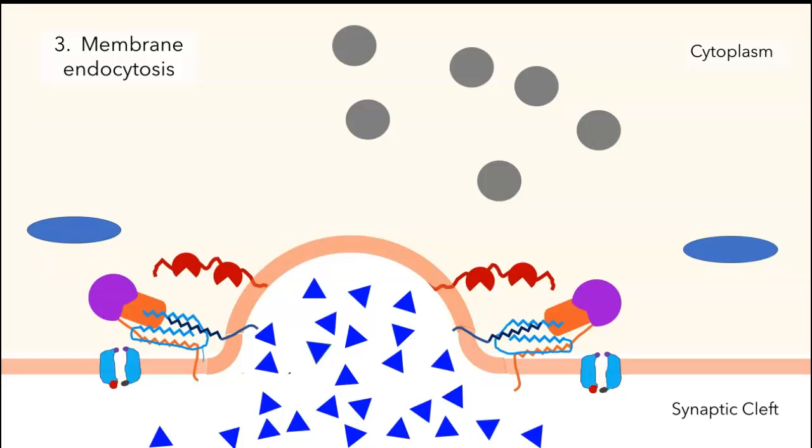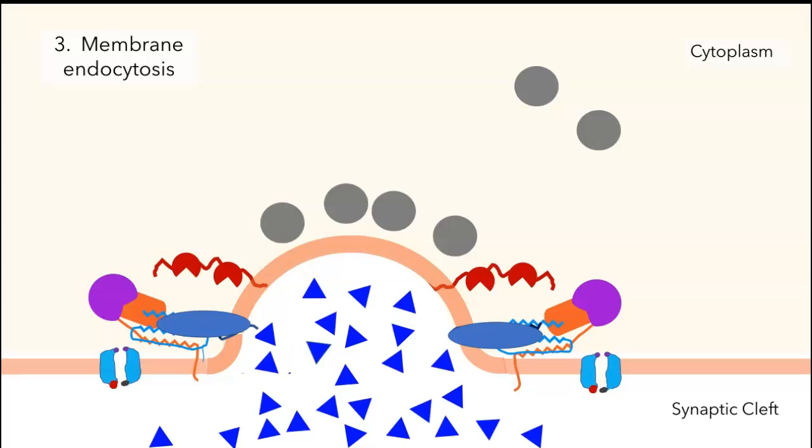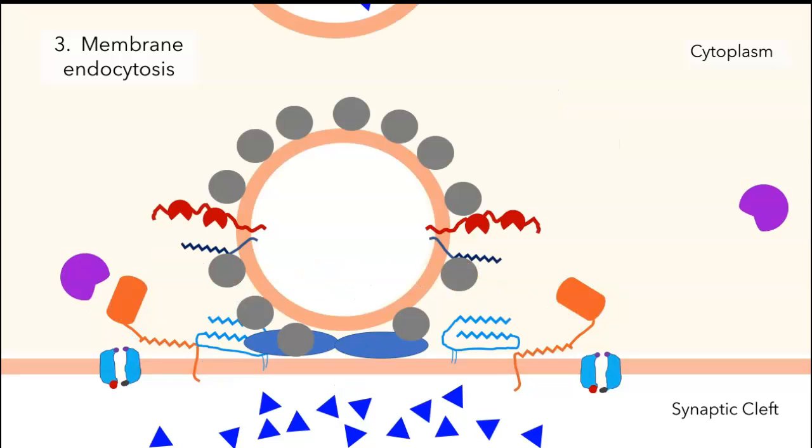Now the transmitter will diffuse across and it can interact with the postsynaptic cell, but in the meantime the presynaptic cell has to recycle this machinery so that it will be able to reload it. It does this with the help of even more proteins. Those proteins will come in, they'll associate with the bit of the membrane that was a vesicle, and then take that membrane and endocytose it to bring it back into the cell.